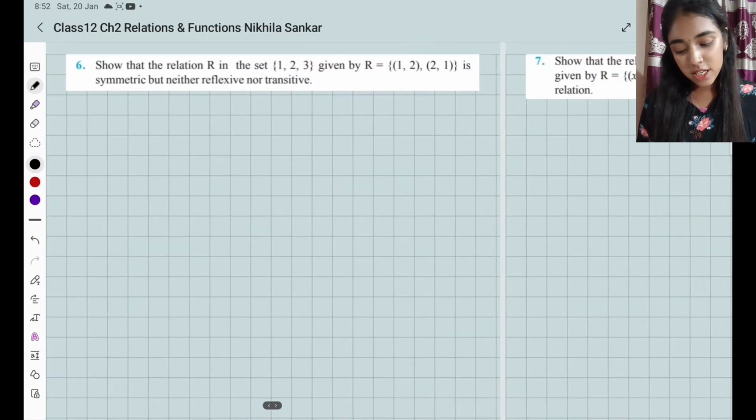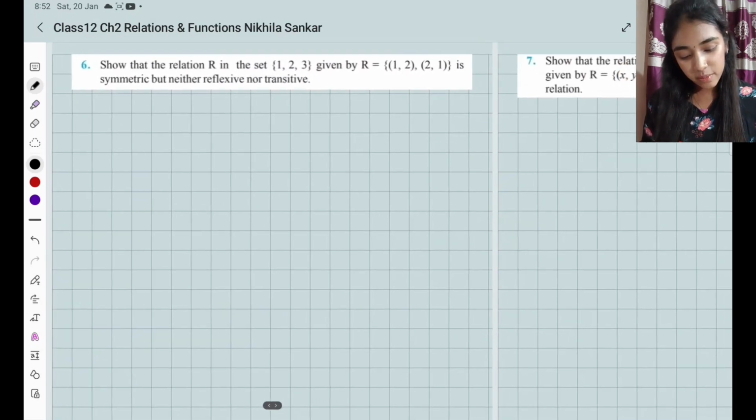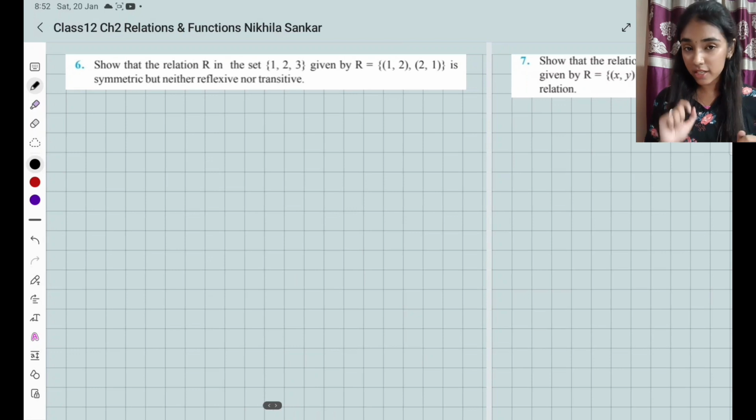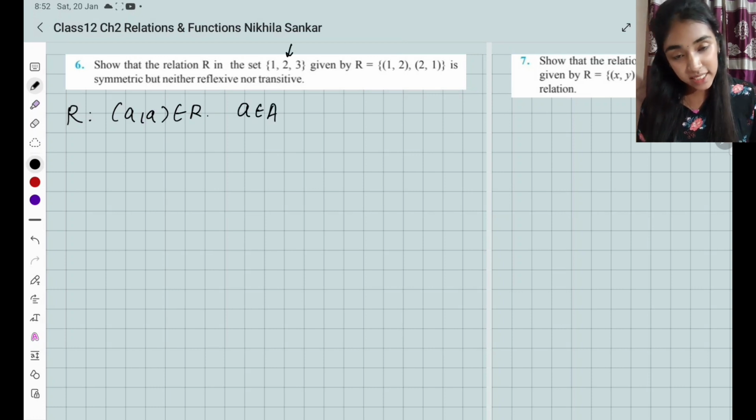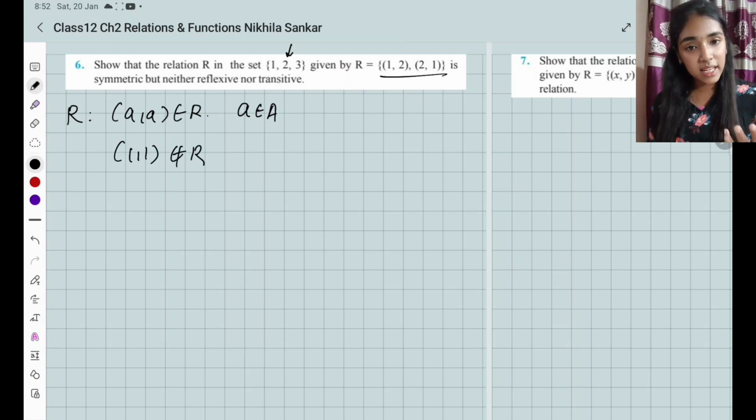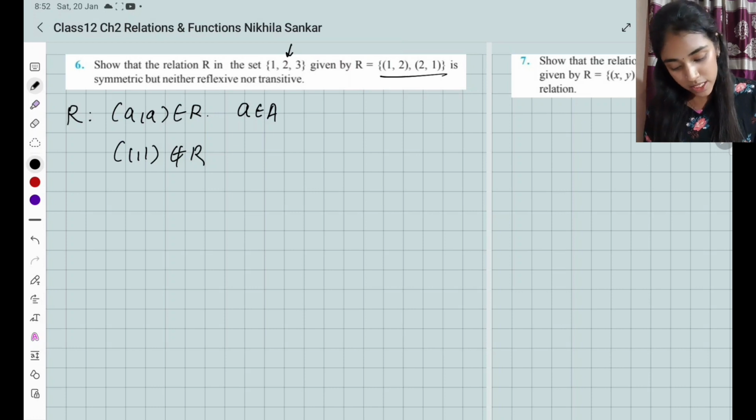Question number 6. Show that the relation {1, 2, 3} given by {(1,2),(2,1)} is symmetric but not reflexive and transitive. Okay, இப்போ reflexive னா என்ன அர்த்தம், A comma A belongs to R, where A belongs to capital A நம்ம செட். இப்போ இந்த இடத்துல 1 2 3 இருக்கு. 1 comma 1 does not belong to the relation. கரெக்டா இங்க 1 comma 1 இருக்கா, இல்ல. Even if one number is not there, it means it is not reflexive. Okay, so this is not reflexive.